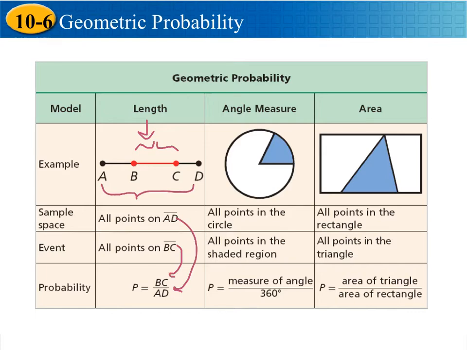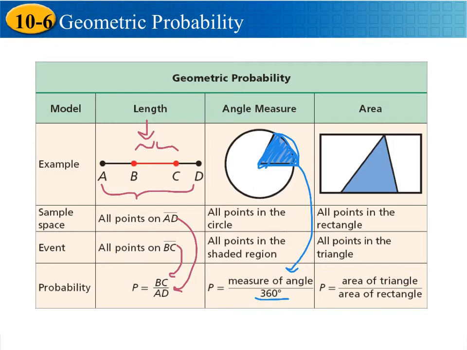We can use geometric probability when looking for an angle measure. So our sample space would be all the points on the circle, so the whole thing, and our event would be all the points in the shaded region, so just this part. So if we're looking for the probability of being on this piece of the circle from the whole thing, our event would just be this piece of the circle. So remember, our event goes on top, so it would be the measure of this angle, and our sample space would be the whole thing, which we know a circle is 360 degrees.